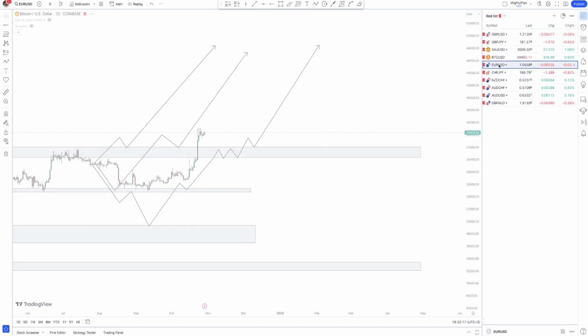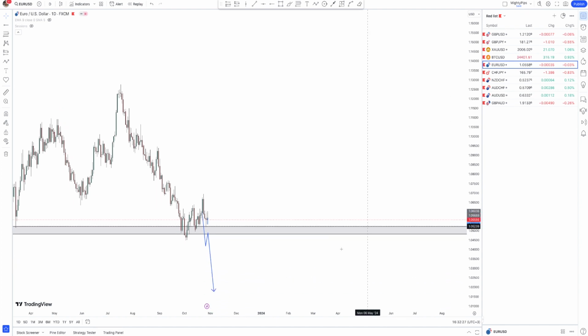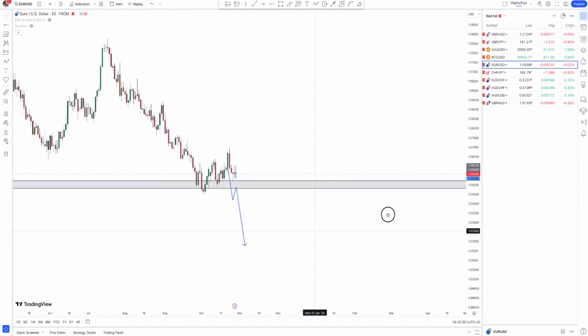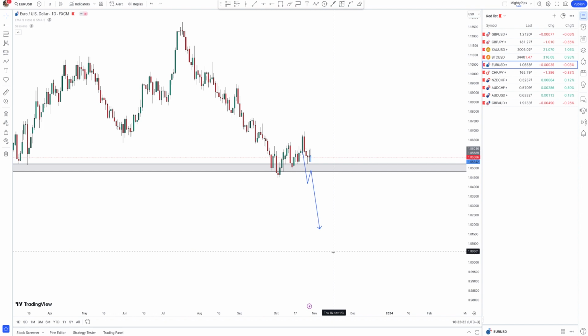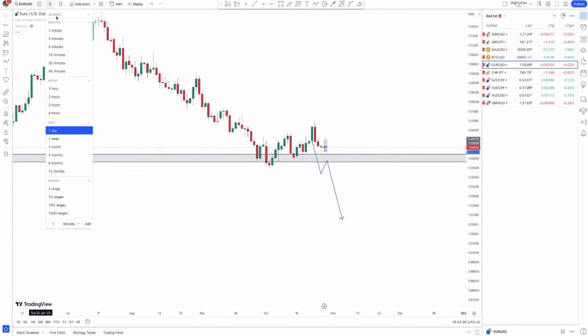For Euro USD, it has not yet given us the movement that we want. It is still playing above the level that I wanted it to break below. You see that? You see here. It hasn't yet broken below this level.